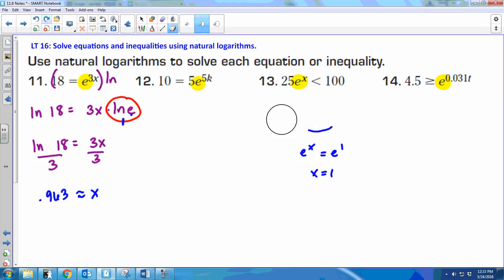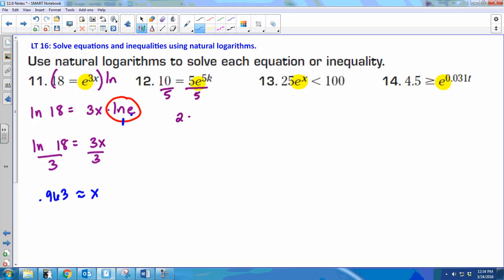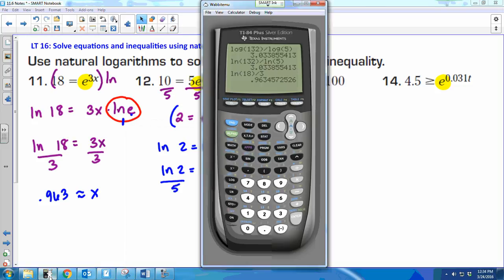All right, on the second example, please try to solve the equations as much as you can before you take the natural logs of both sides. So for example, in the second one, we have 10 equals 5 times e to the 5k power. Divide that by 5 first. Then take the natural log of both sides. Again, natural log of e is just 1. So we have the natural log of 2 equals 5k. It's just like the last one. So 0.139.